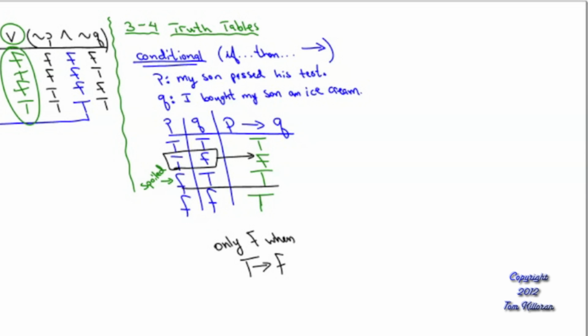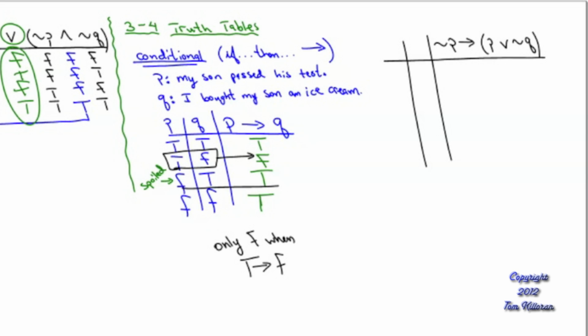How about this one then? Not P, arrow, P or not Q. Remember to leave some room off to the left for our trues and falses. I know it's a headache to start this stuff off, but after you get used to it, trust me, most people do very, very good at this. But it does require a little trust.